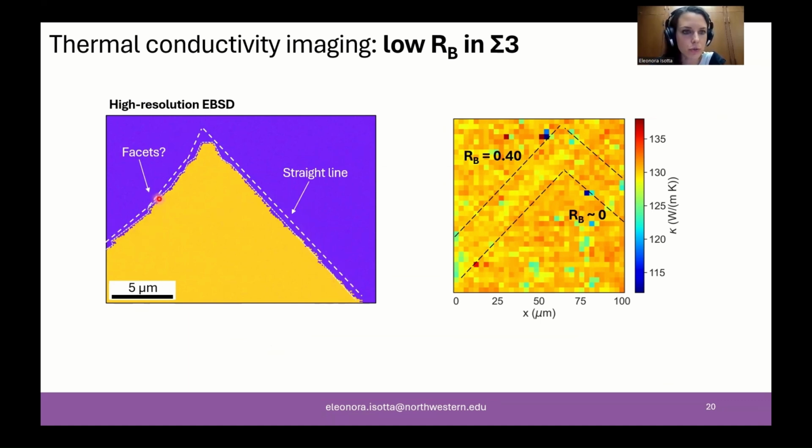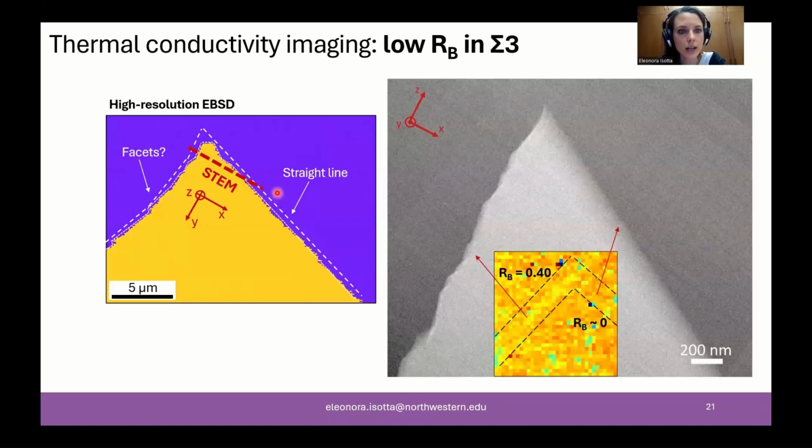To be able to confirm this, we took a TEM, transmission electron microscopy, lamella that was crossing both the boundaries, so containing both of them. And here is the transmission electron microscopy on that lamella. So what you can see is that even from the TEM, we can now more clearly see that one of the boundaries is extensively faceted and rough, whereas the other one is a smooth, clean interface.